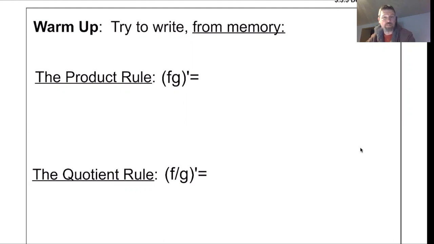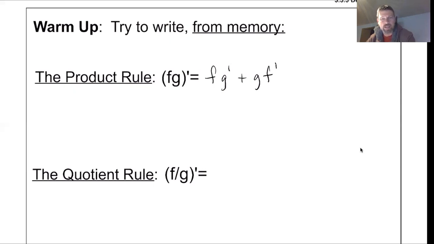All right, so product rule. Product rule is first times derivative of the second plus second times derivative of the first. So if I've got f times g and I'm taking the derivative of that product, it would be first times the derivative of the second plus second times derivative of the first. f times g prime plus g times f prime.